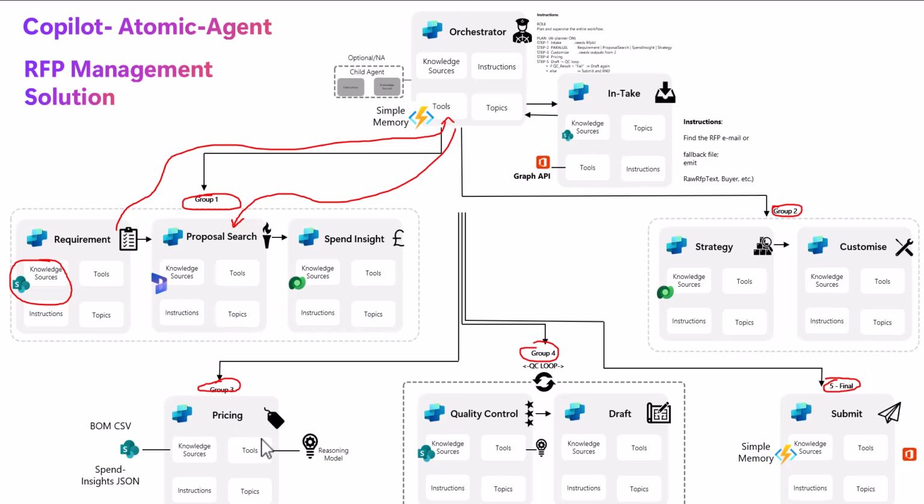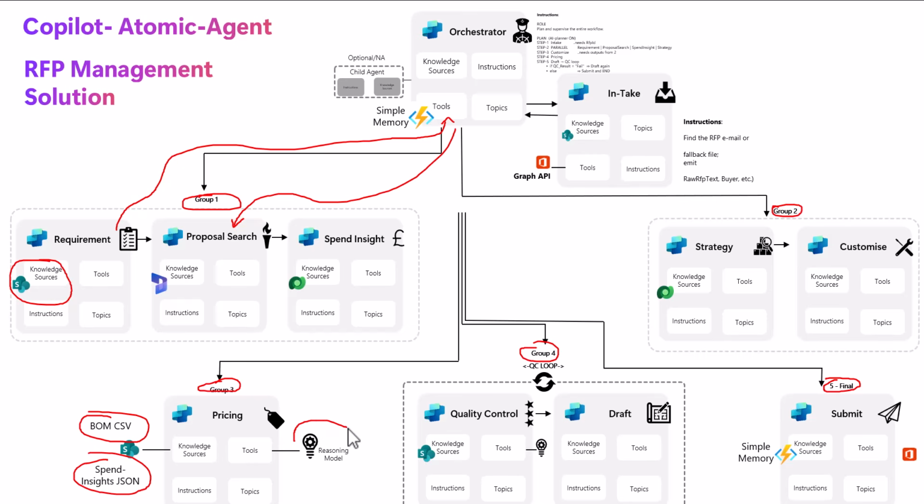So you can see right down the bottom here within our pricing agent, I've got a BOM, which is in CSV, and I've got some insights as well as part of my knowledge piece for that specific agent. But in some AI models, it's not very good at math. And I want it to be, especially for pricing, right? That needs to be correct.